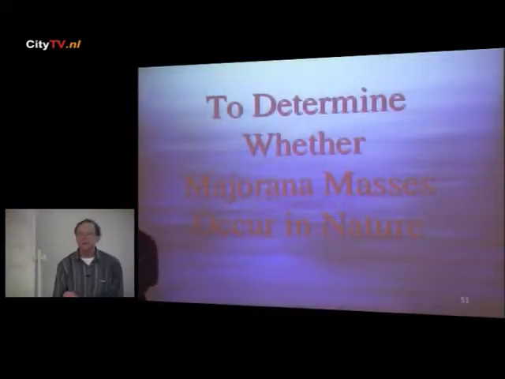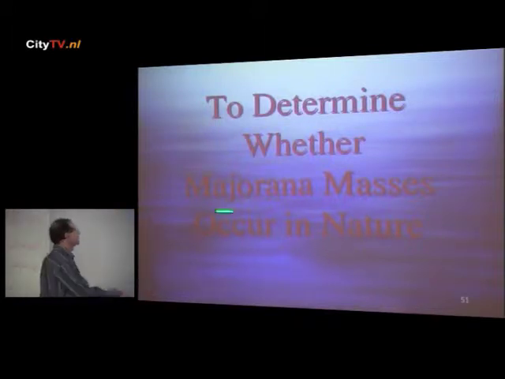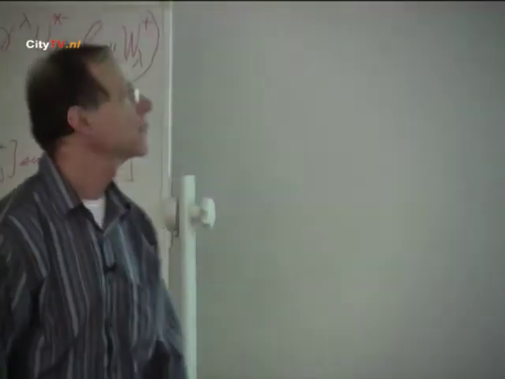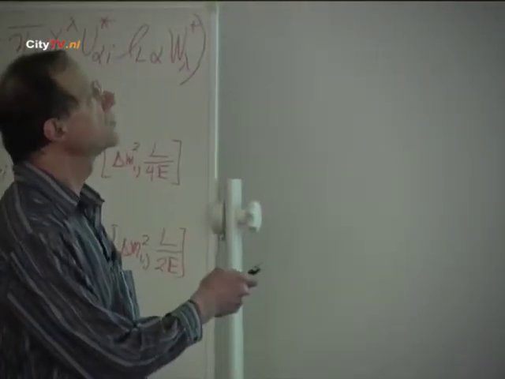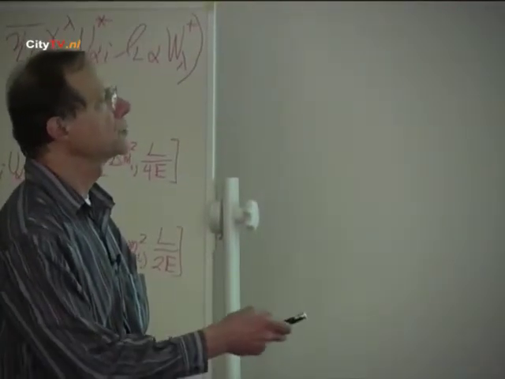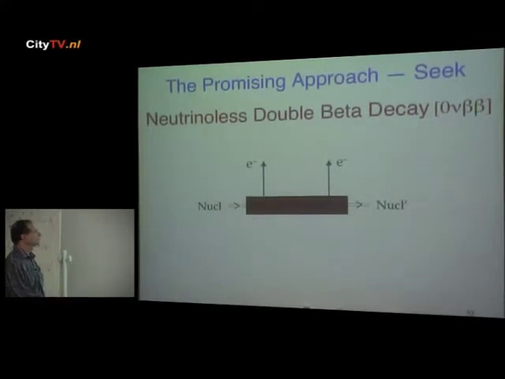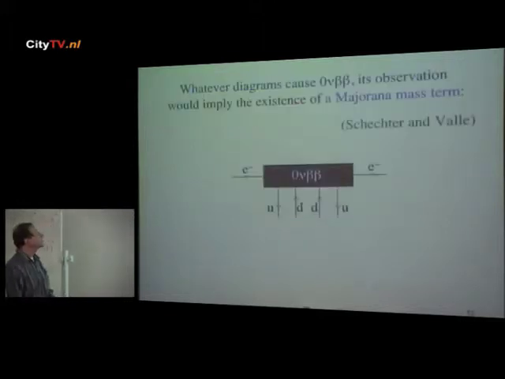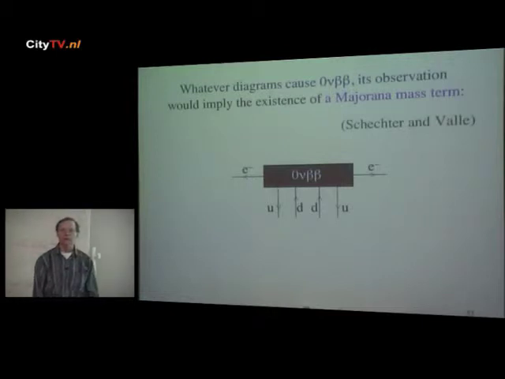Now, how can you determine experimentally whether there are Majorana neutrino masses? The promising approach is to look for neutrinoless double beta decay, or zero neutrino beta-beta decay as it's called. That's the process in which one nucleus decays to another by emitting 2 betas and nothing else. If you see this reaction, which has not been confirmed so far, at any non-zero level, you will demonstrate that there is in nature a Majorana neutrino mass term.